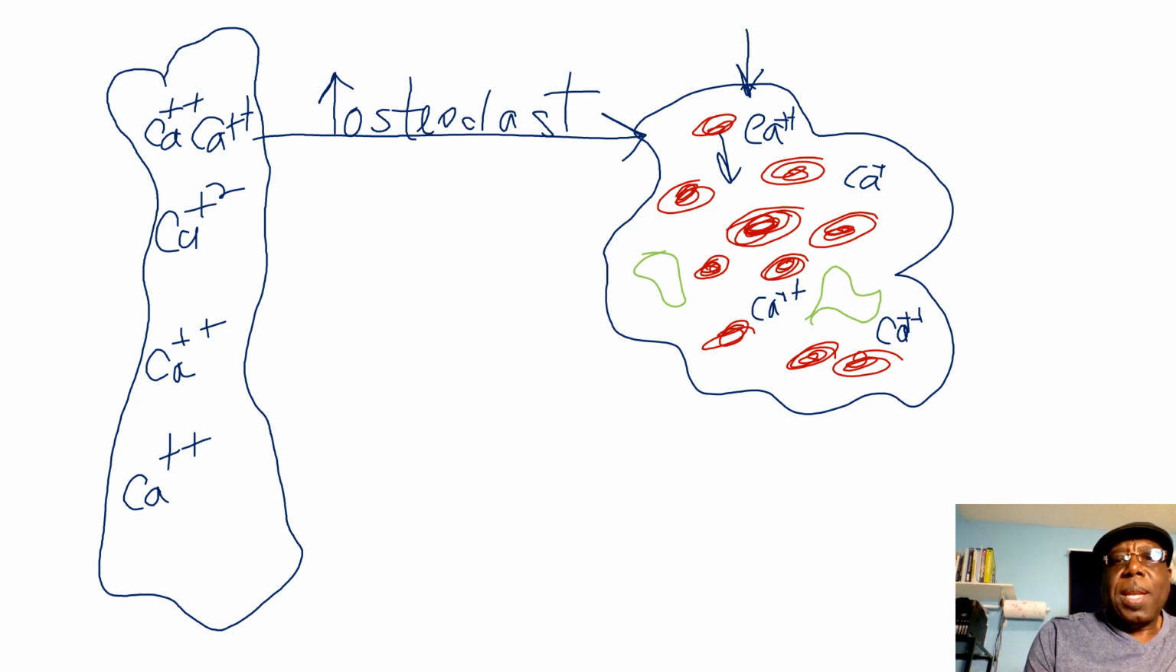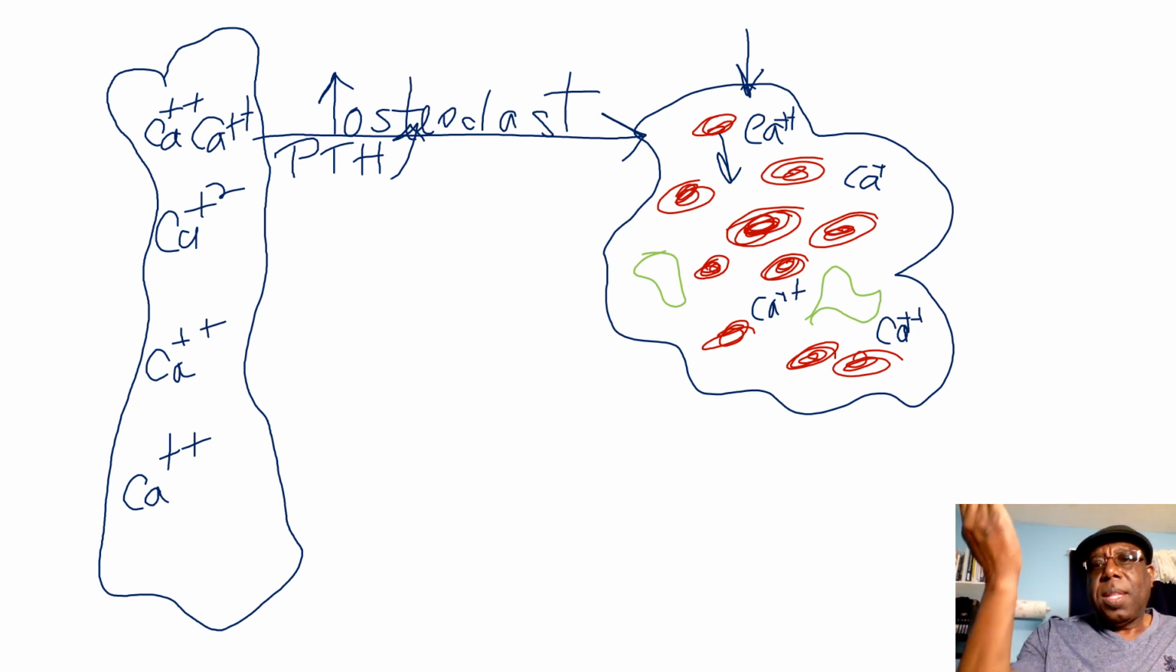What is going to stimulate osteoclast? Remember, it is going to be the hormone PTH. That's what's going to stimulate osteoclast, the hormone PTH. So osteoclast activity goes up, calcium is removed, shuttled over into the blood to help to raise that calcium back up.